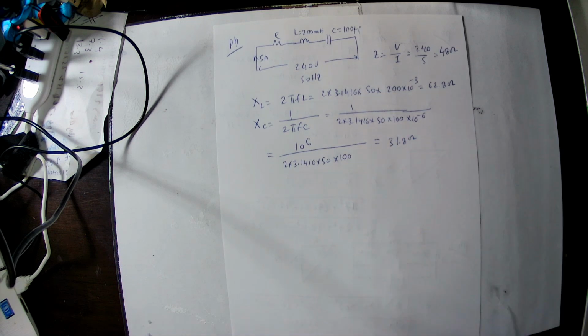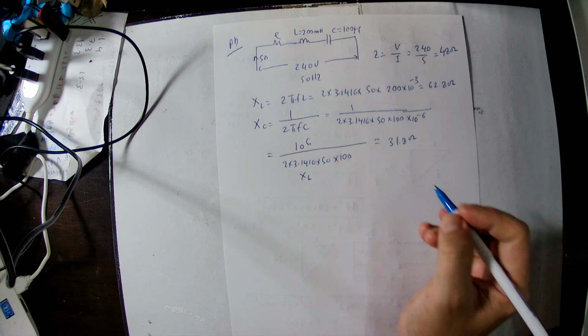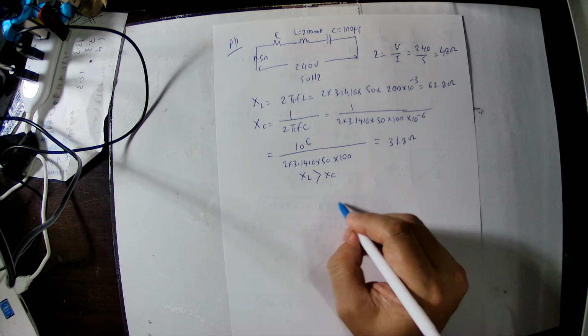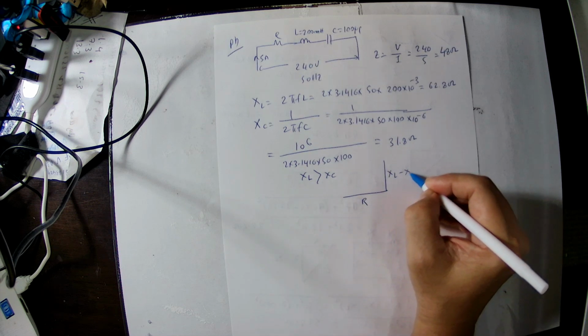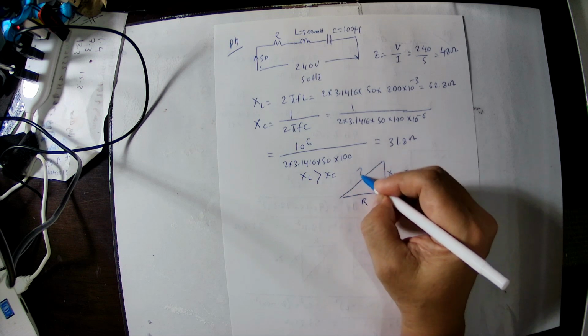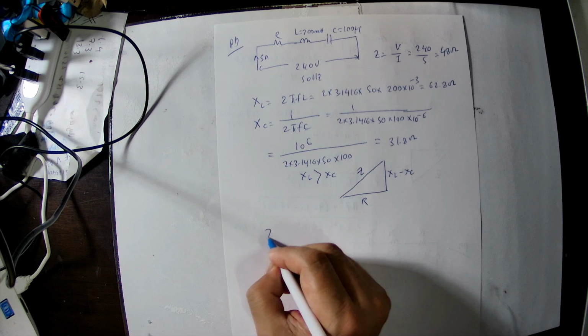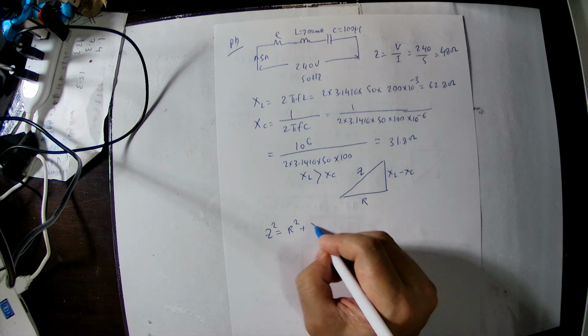In this case, you can see that XL is greater than XC, because XL value is 62.8 and XC is 31.8. So we can draw a diagram. This is the resistor here. This is XL minus XC. So this is impedance Z. This is the equation: Z square equals R square plus (XL minus XC) square.